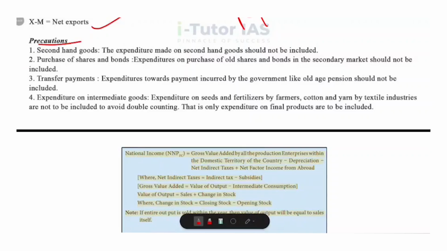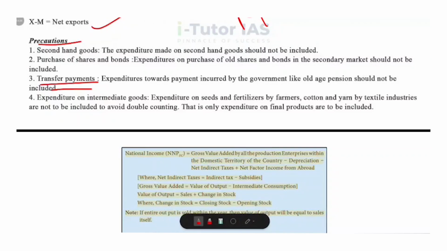In expenditure method, we ignore buying old shares and bonds. That means money spent on buying existing shares or bonds does not create new goods or services. So it is not a part of national income. Here we also exclude transfer payments. Payments like pension, social security or unemployment benefits are not payments for current production. So they are not counted.